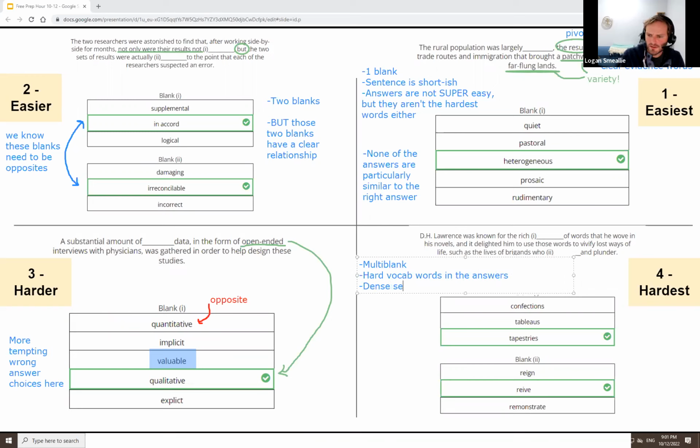You know, we have words up there like vivify and brigands, not words you use every day. Words down here like rave and remonstrate. I actually recently saw this question and hadn't seen it before, and I got it wrong because I didn't know the difference between rave and remonstrate. So this is what a hard vocab question will feel like. Hard words in the sentence as well, and likely multiple blanks.